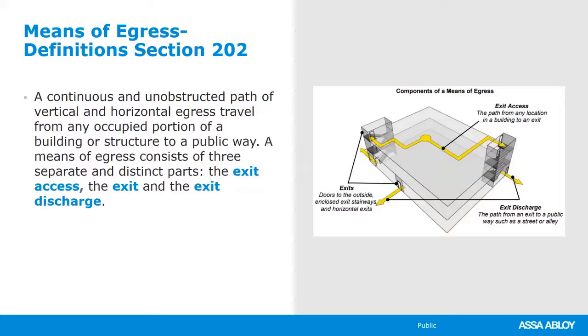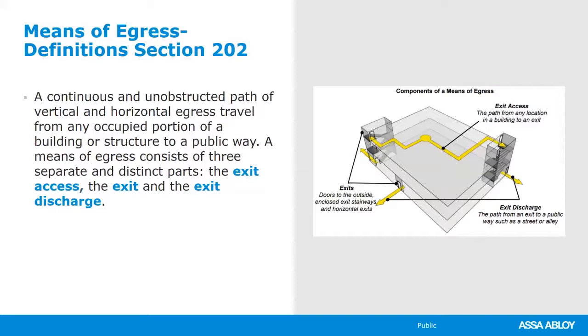Let's talk about a couple of definitions before we get into the code requirements. We have to look at code requirements from a few different angles. But first and foremost, means of egress. The definition of means of egress is critical because our path of egress out of a building or into an area of refuge is very important to applying hardware.